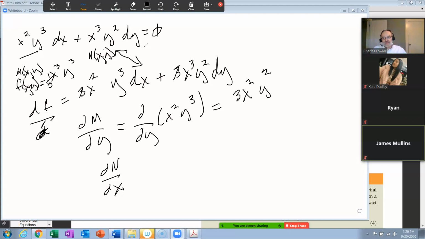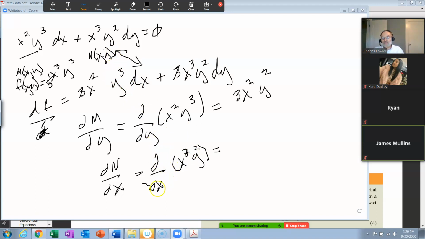Now, this time we're taking the partial of N with respect to x, because that was the other variable from here. So this is the partial with respect to x of x cubed y squared. That was your N function. That's x cubed, y squared. That's your N of x y.